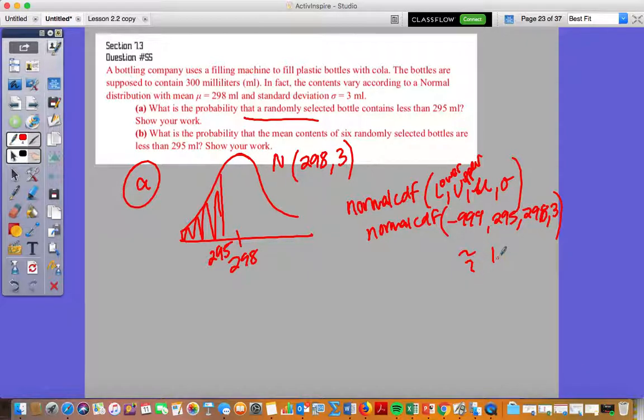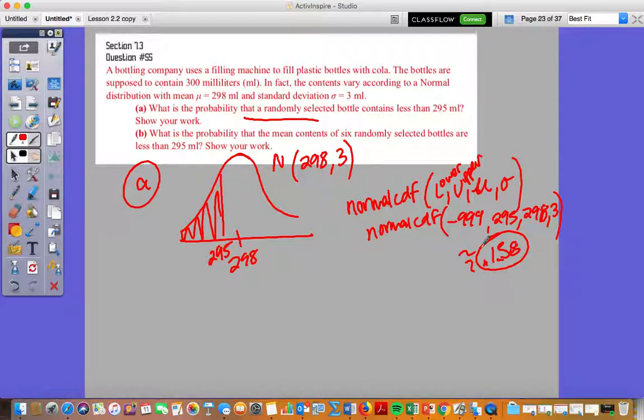Is it 1.58? Wait, 1.58? 15? Oh, 0.158. Gotcha. 0.158 is the proportion. Cool? Or 15.8%. If you're good, say uh-huh.